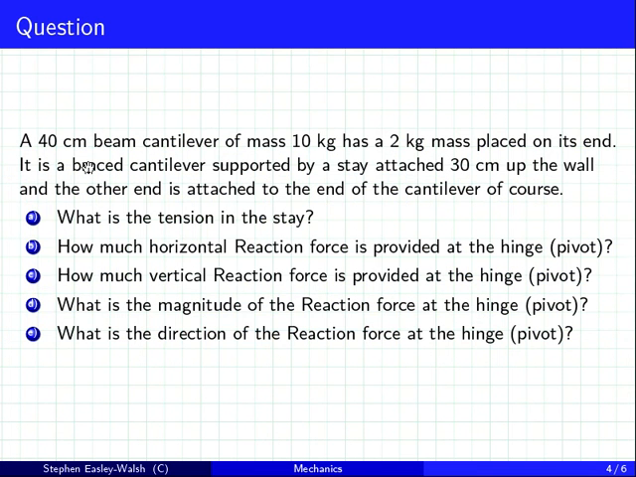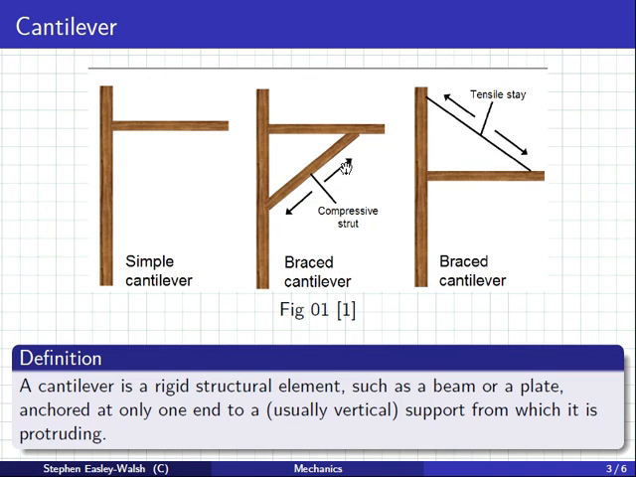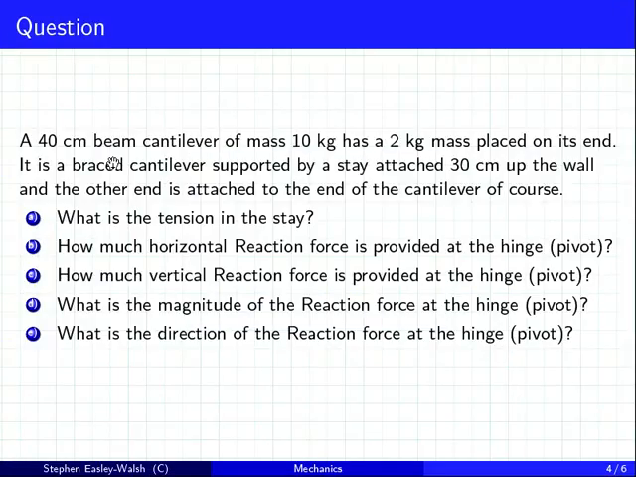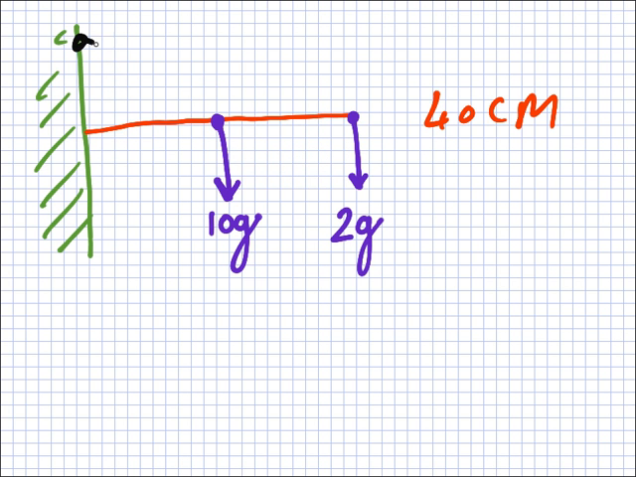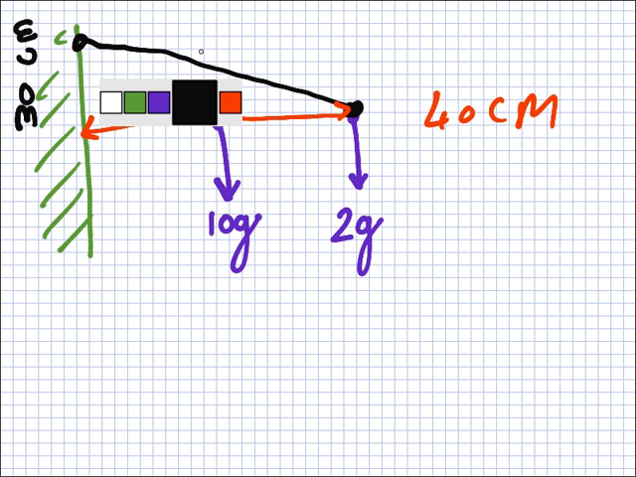Oh, sorry. It's a braced cantilever supported by a stay. So which one is it now? The third one, yeah. The stay is attached 30 centimetres up the wall, and the other end is attached to the end of the cantilever. So, it's like this, here to here. This distance here is 30 centimetres. Now, remember, this distance from here to here is 40 centimetres. So, you can actually know the length of the stay.